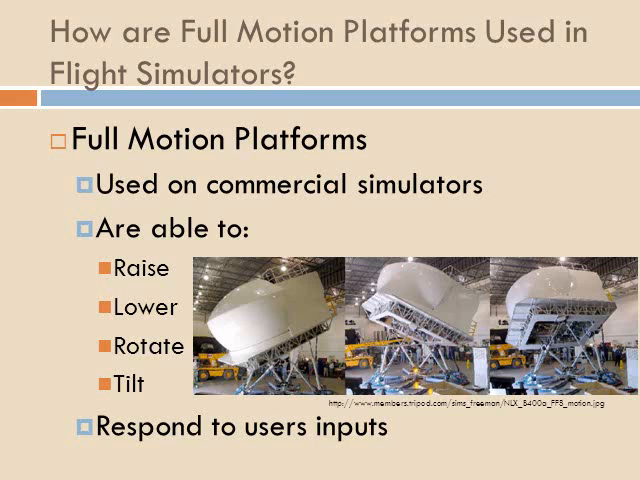How are full motion platforms used in flight simulators? Full motion platforms are used on commercial simulators, and what is so unique about them is that they are able to raise, lower, rotate, and tilt based on the user's inputs. So it provides an even more realistic experience to the user because, for example, if they are flying a plane, they can feel inside their simulator the plane actually tilting and moving and doing flips, so they get more of the gravity aspect of the simulator.